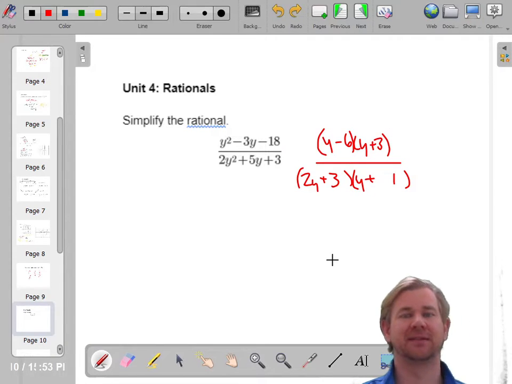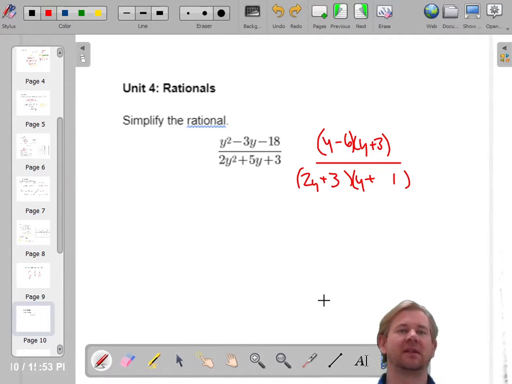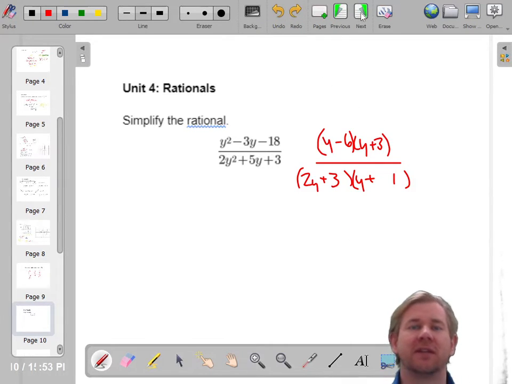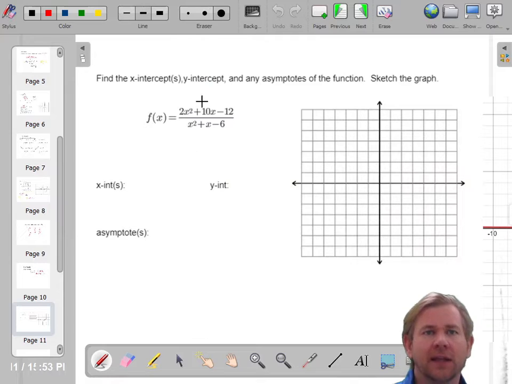Usually when you do these, something cancels out, but nothing did, so this problem is kind of silly. I just factored it, but I factored to try. I guess I tried. Just nothing happened. All right, let's go nuts here.